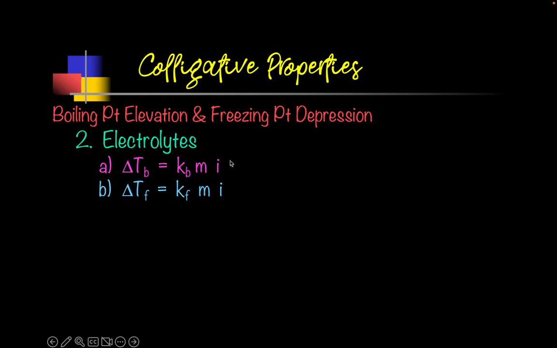But what changes is there's this little i. The little i stands for how many ions are now floating around in your solution, which changes the colligative properties because it changes your concentration of solute particles. And so again, you have one for boiling and one for freezing. All of that means the same, but now you have to figure out the number of ions, which will multiply and change your change of temperature.